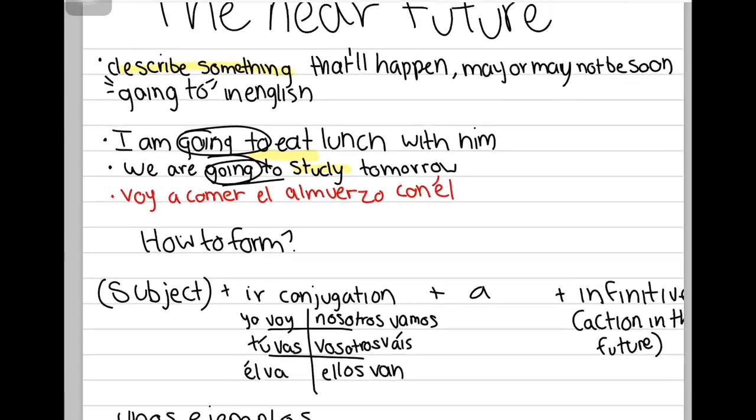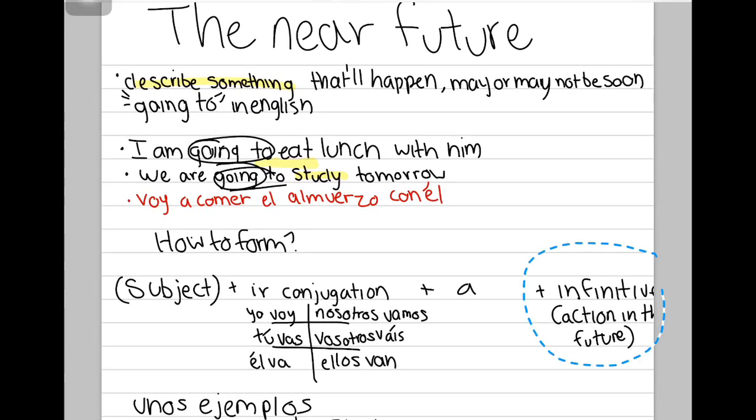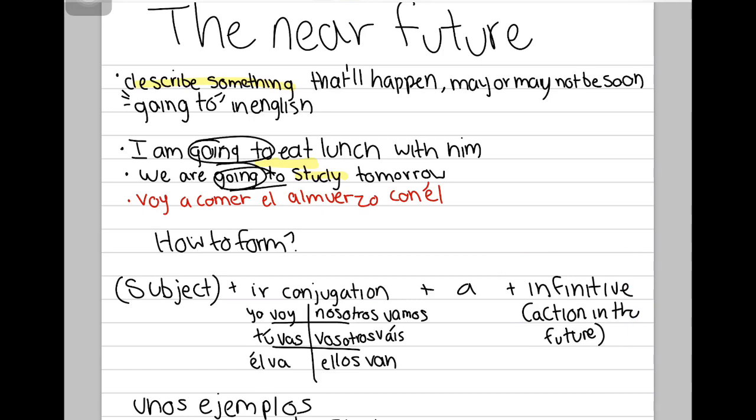So the way to form this tense, or the structure of the sentence, of how to get from this to this, is using this over here. So first, you always start with the subject. Then you do the ir conjugation based on the subject. You need an a, and then the infinitive of the action that you're going to do in the future. So this is kind of confusing, but we're going to do some examples and you can see through.